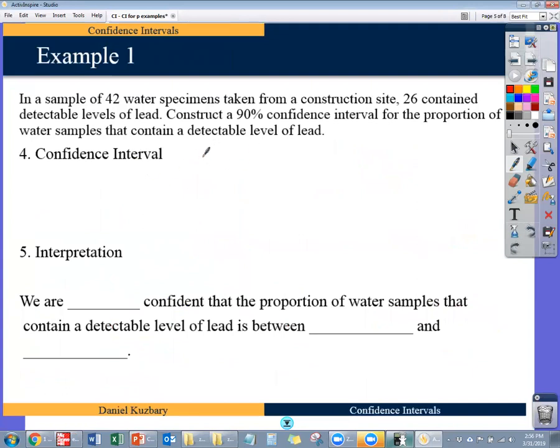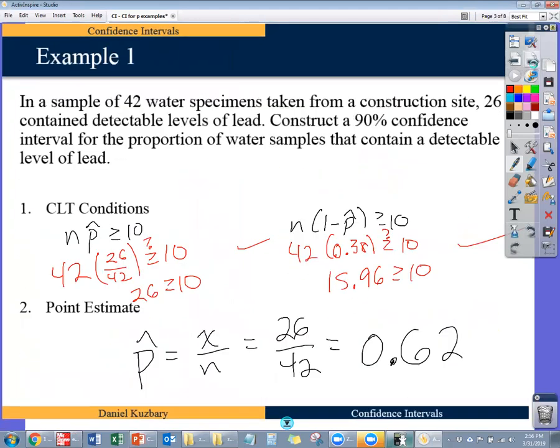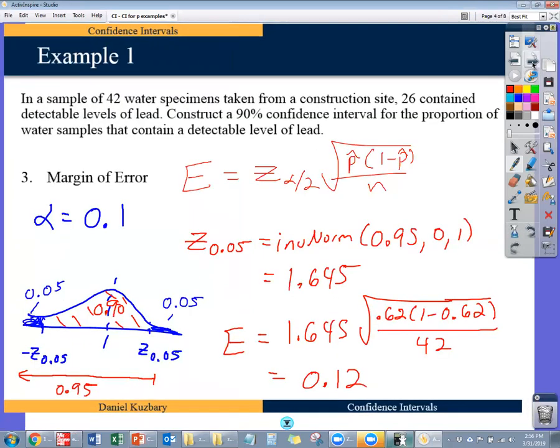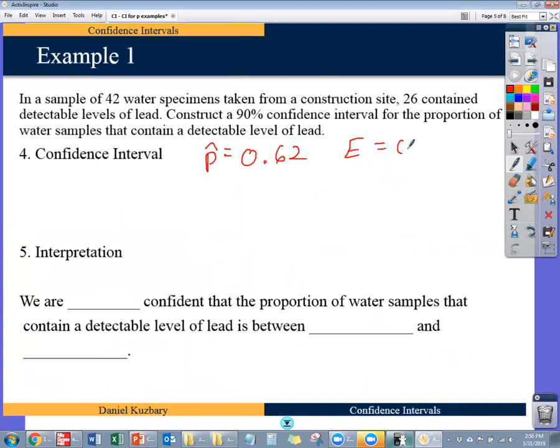Great, so now I've got my point estimate is equal to 0.62. I think that's right. Yep. And my margin of error is equal to 0.12. So now I can talk about my confidence interval. My confidence interval is going to be 0.62 plus or minus 0.12. So that's one way to write it. So there's the point estimate, there's the margin of error. This means give or take 0.12.